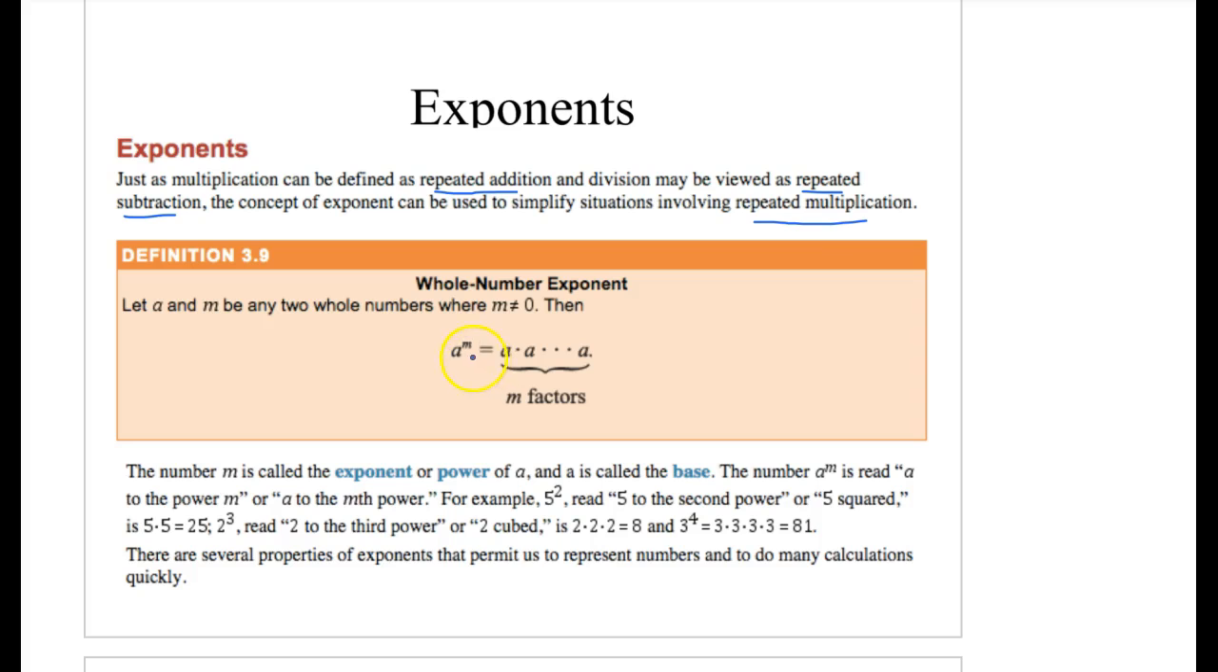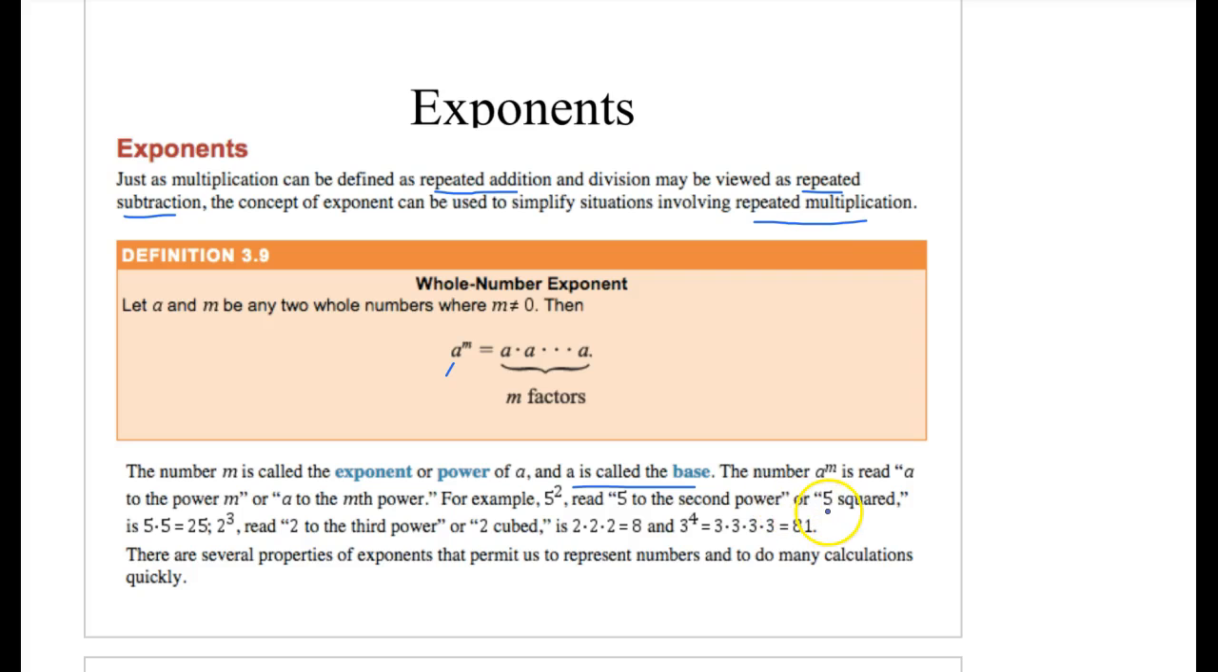And so using the right language here, again, this A is called the base, and that's connected to us saying, say, base 5 or base 10. And then the M is the exponent or power. And so A to the power M or A to the nth power is how we would say that.